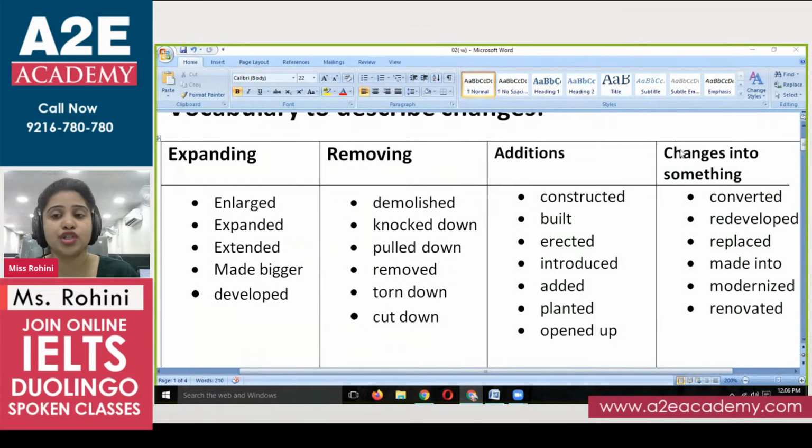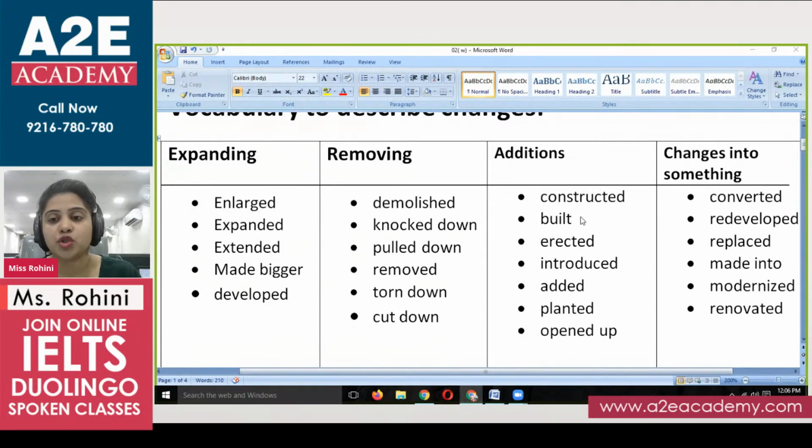So for those changes into something: converted, redeveloped, replaced, made into, modernized and renovated. Okay, is it clear to all? These vocab words are quite important if you want to enhance the range of your task 1, mainly in terms of lexical resource. Lexical resource is basically a technical term that defines your vocabulary.